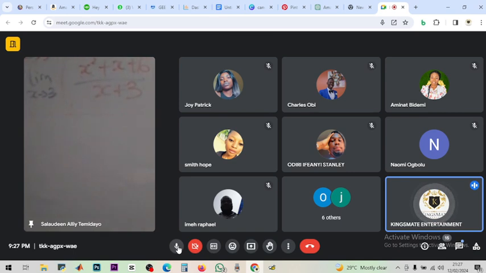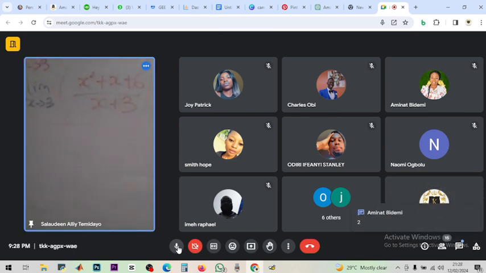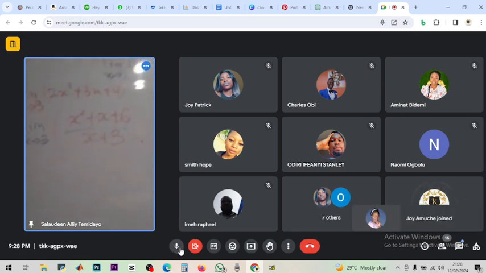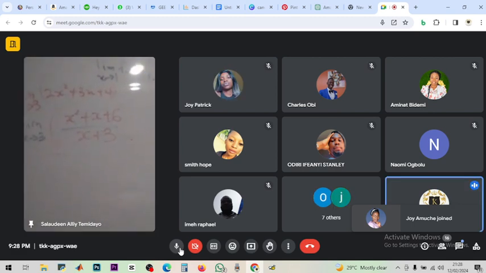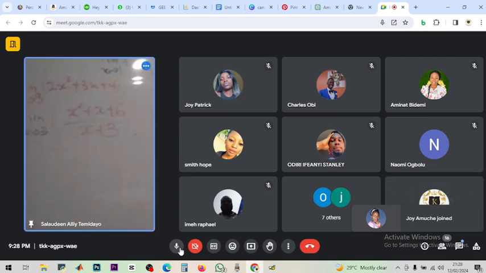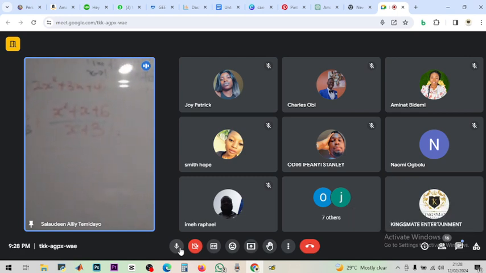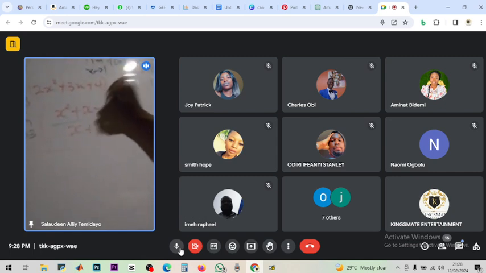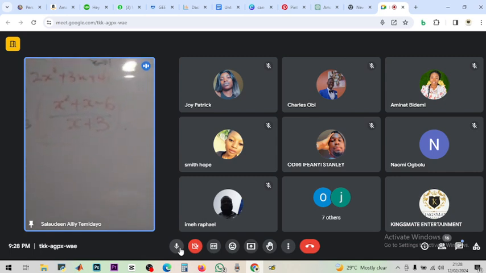My answer is 1. We got one. How possible? Did you hear what I asked you to do? This expression cannot even be factorized. X squared plus x plus 6. I'm going to change it to x squared plus x minus 6. This is the expression you have: x squared plus x minus 6.